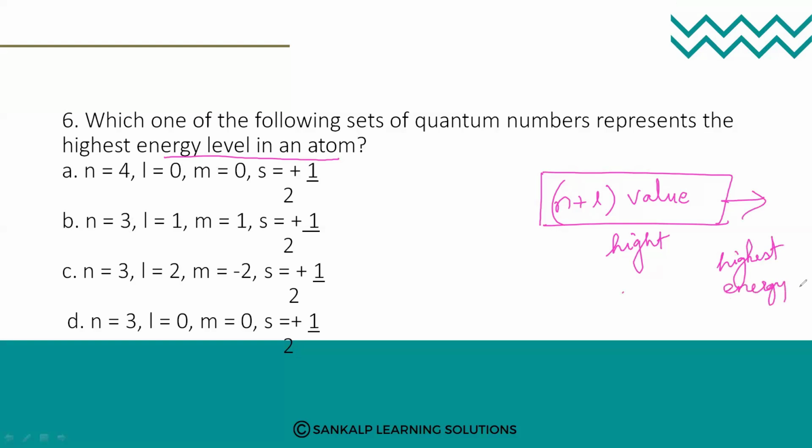Can you do it now? I have told you. There are four options. So what you have to do? First option, n plus l is 4 plus 0. Then B option, n plus l value, 3 plus 1. Then third one, n is 3 plus 2. Then fourth one, 3 plus 0. So whose value is highest here? This is 4, this is 4, this is 5, and this is 3. So it is C.